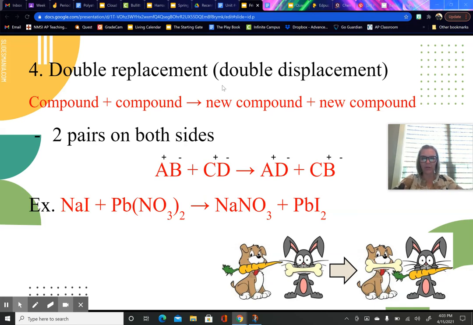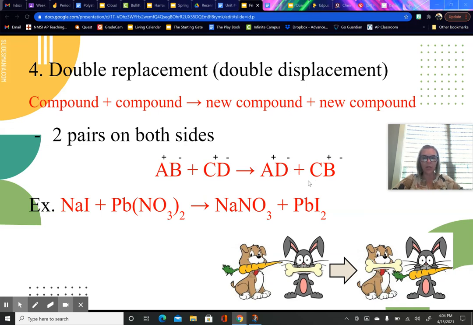So we have partners that are just going to exchange. It's sort of like a square dance when they say, do-si-do and change partners, whatever it is you did in elementary school. We start with two ionic compounds. We have a metal and a nonmetal, another metal and a nonmetal. And what happens is the two nonmetals will trade places, or I guess you could say the two metals, it doesn't matter, but they exchange partners. So the first metal bonds with the second nonmetal, and the second metal bonds with the first nonmetal.